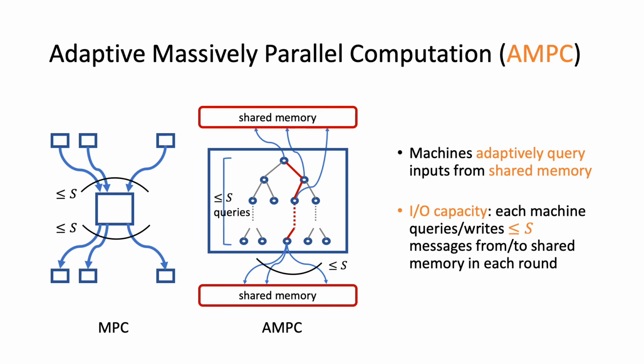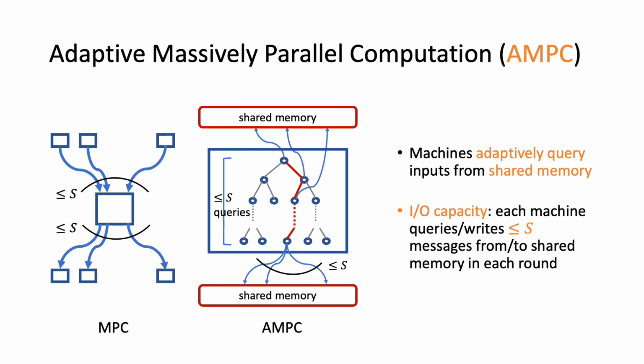The analog of the I/O capacity in AMPC is that each machine can make at most S queries from the shared memory and write at most S messages in each round, where each message here consists of a constant number of words.